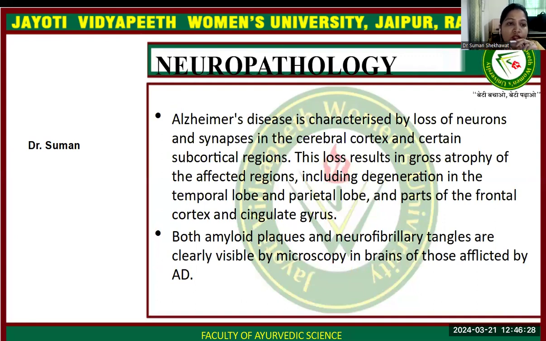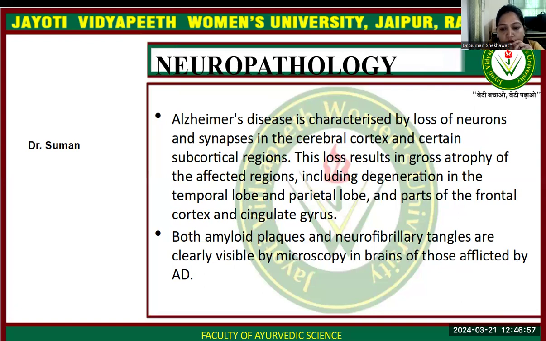Neuropathology of Alzheimer's disease. Alzheimer's disease is characterized by loss of neurons and synapses in the cerebral cortex and certain subcortical regions. This loss results in gross atrophy of the affected regions, including degeneration in the temporal lobe and parietal lobe, and part of the frontal cortex and cingulate gyrus.